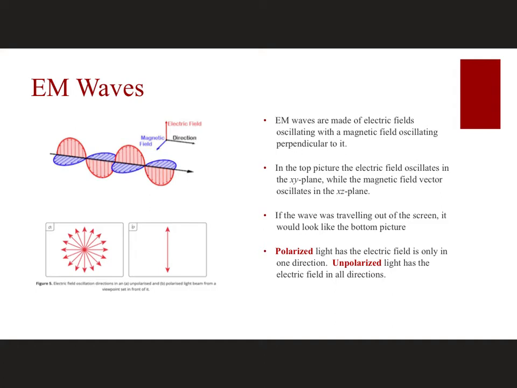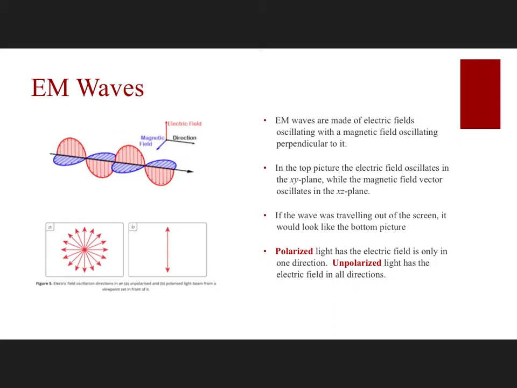We have an oscillating electric field, and in this case I've got it drawn in red, and it's going in the vertical direction. When it oscillates up and down, this changing electric field is going to cause a changing magnetic field, and you can see that I've got that here in blue. And the magnetic field is actually perpendicular to the electric field. That's always going to be the case.